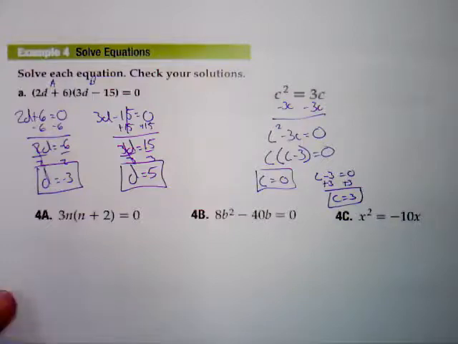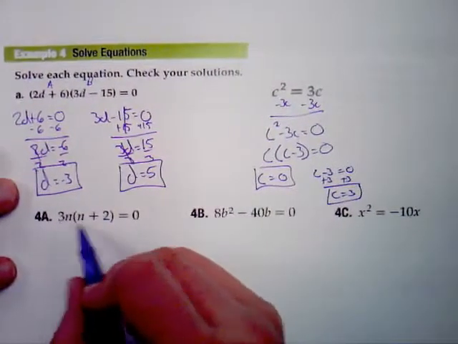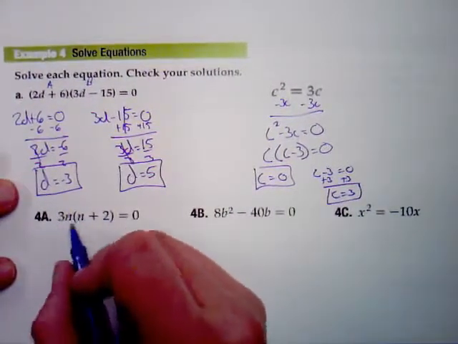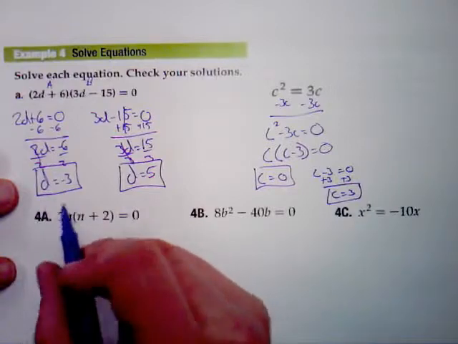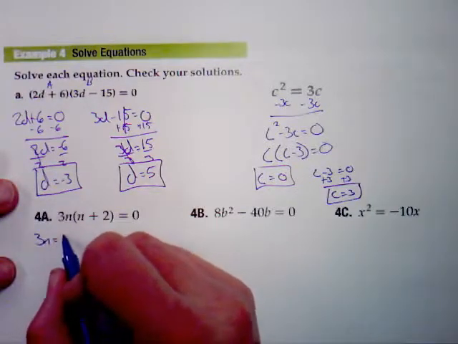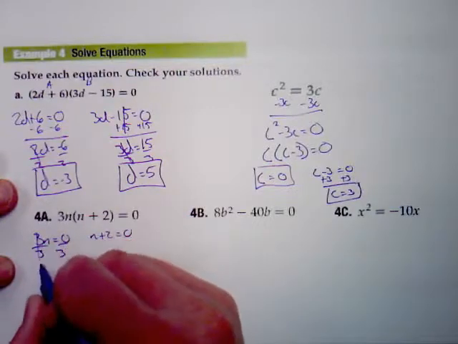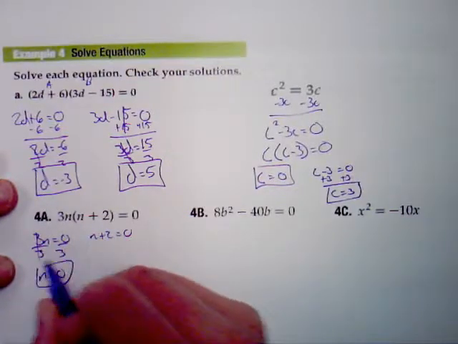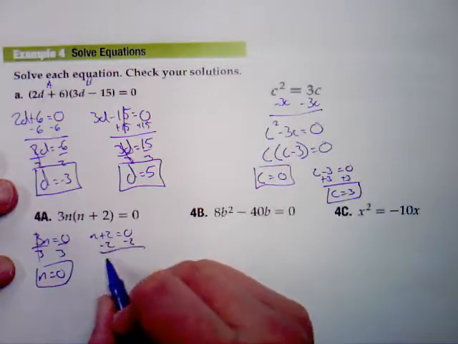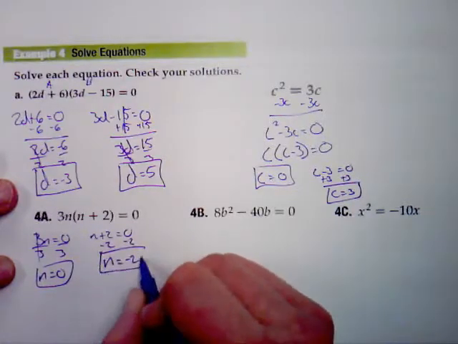Okay, we should be back now. 4A is quite simple. That's already factored, so we have two things multiplied together to equal 0. That means 3n equals 0 and n plus 2 equals 0. I divide by 3, n is equal to 0. There's one answer. I subtract 2 over here, n equals -2. There's my other answer.